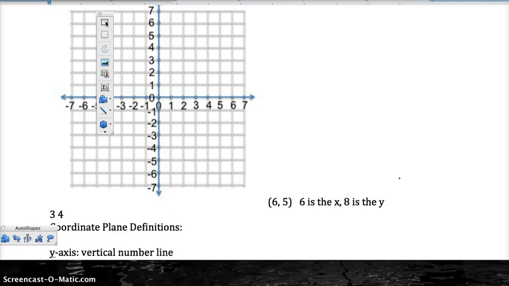you can't just write 3, 4. For coordinates, you always have to use a parenthesis.